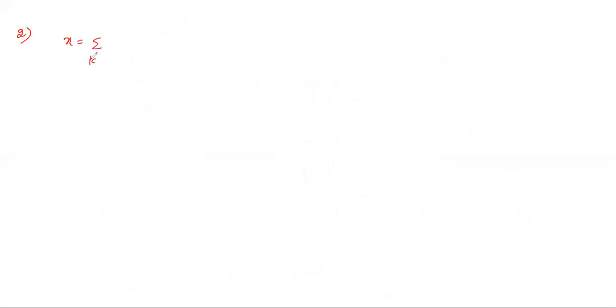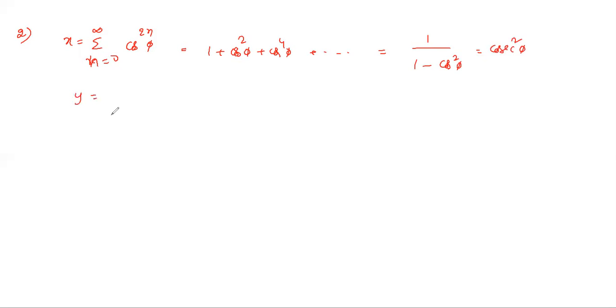Sigma n equals 0 to infinity cos power 2n phi. By putting n equal to 0, 1, cos square, cos power 4 and so on to infinity, a by 1 minus r. So it is nothing but cosecant square phi, 1 by sin square, that is cosecant square phi. Similarly, sigma n equals 0 to infinity sin power 2n phi is nothing but secant square phi.